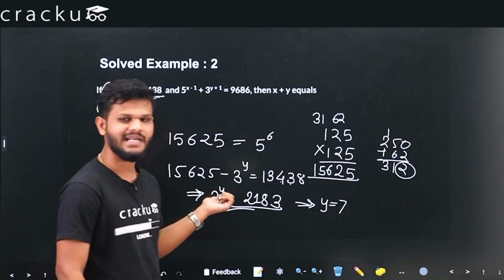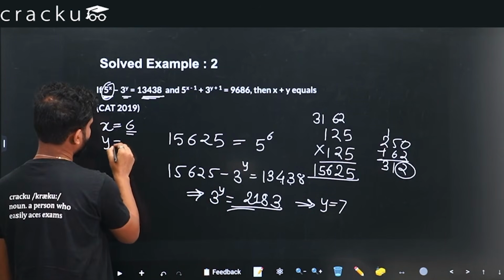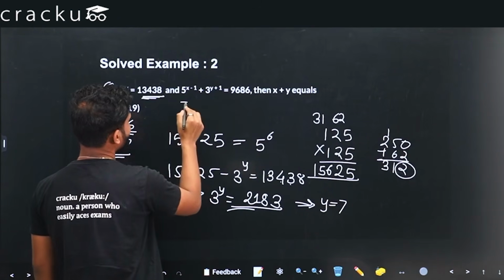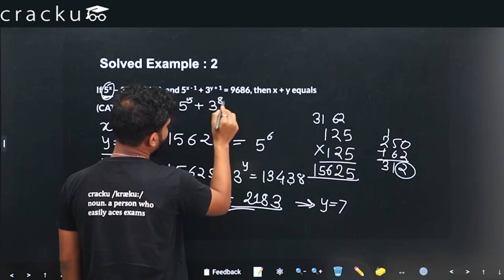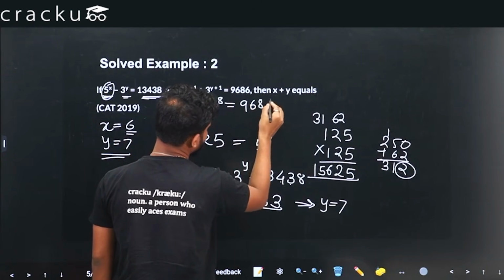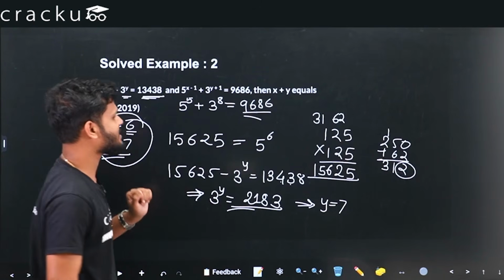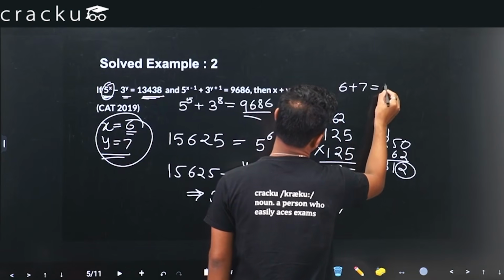Why? Because 3 raised to 6 equal to 729. So y is equal to 7. Now if you put this value here, you will get 5 raised to 6 plus 3 raised to 7, and for sure this is equal to 15625 plus 2187. Hence these two values satisfy our equation. So x plus y is nothing but 6 plus 7, 13.